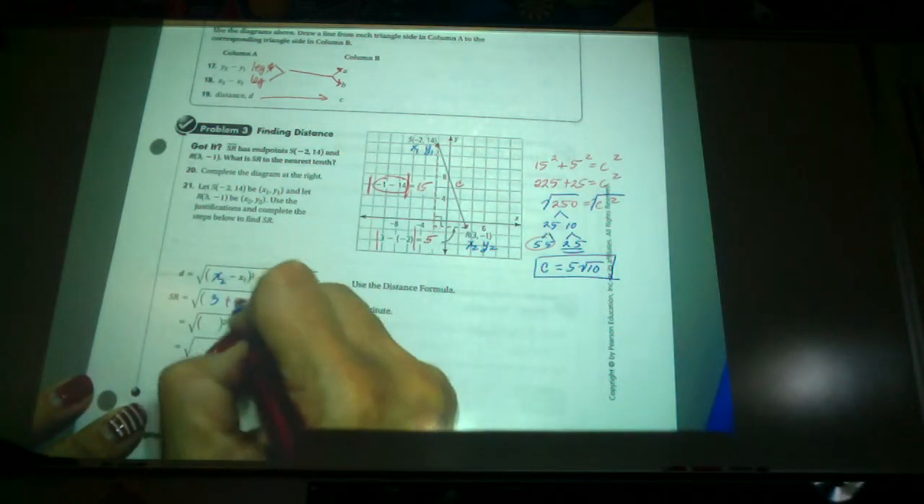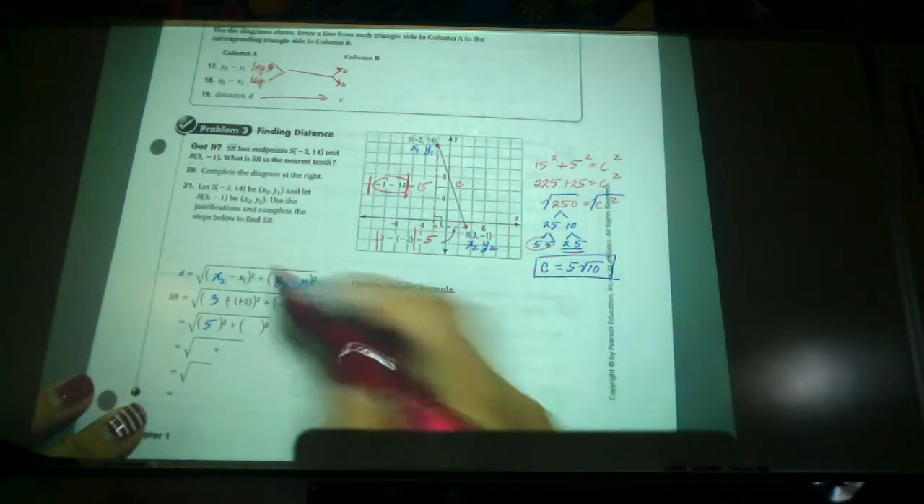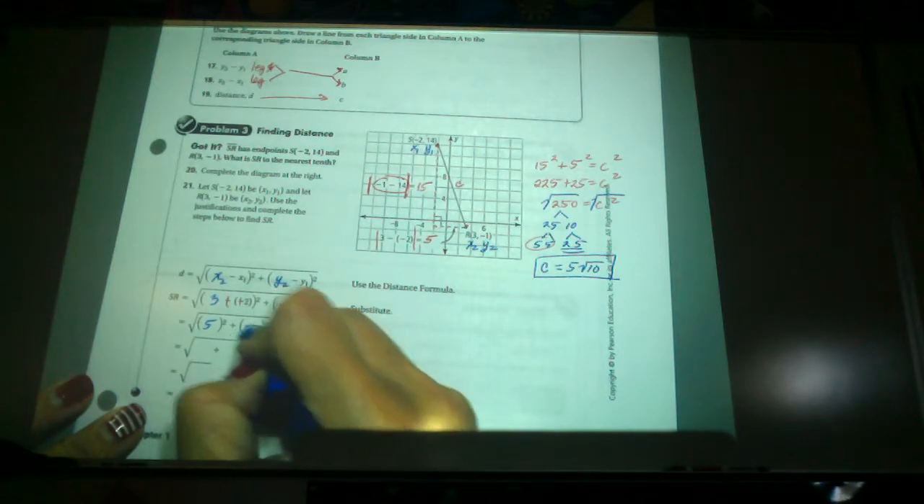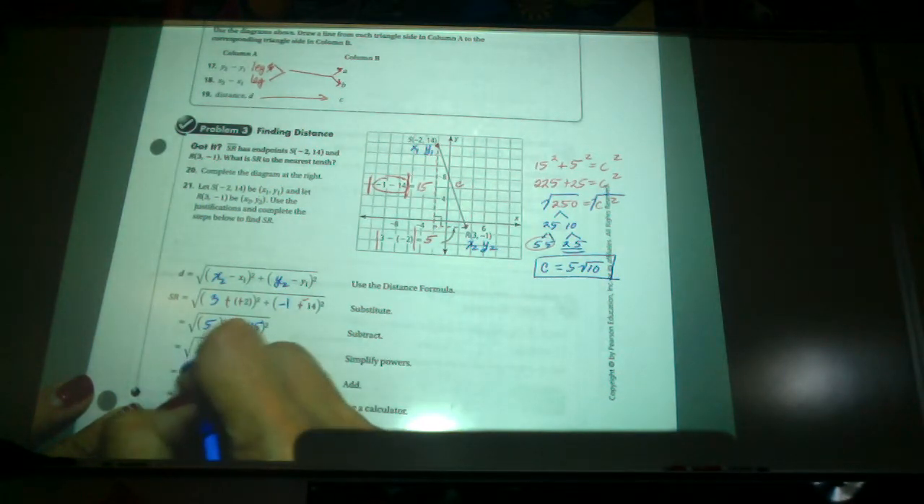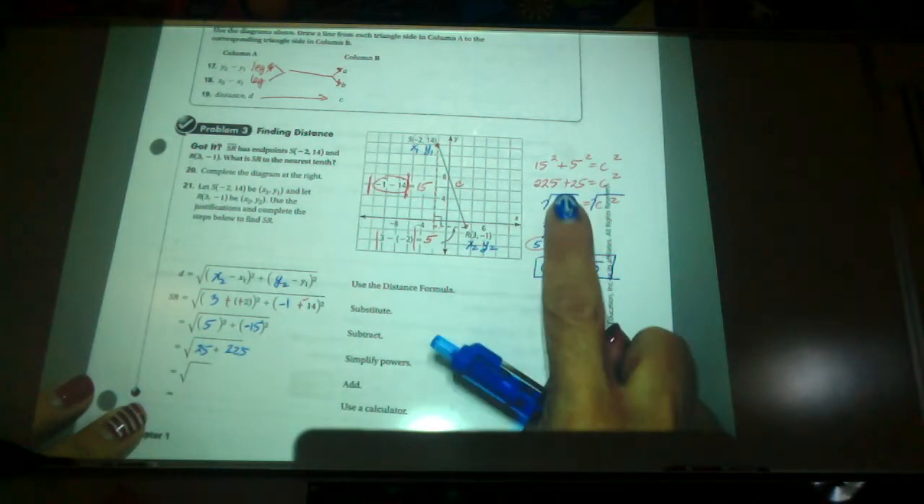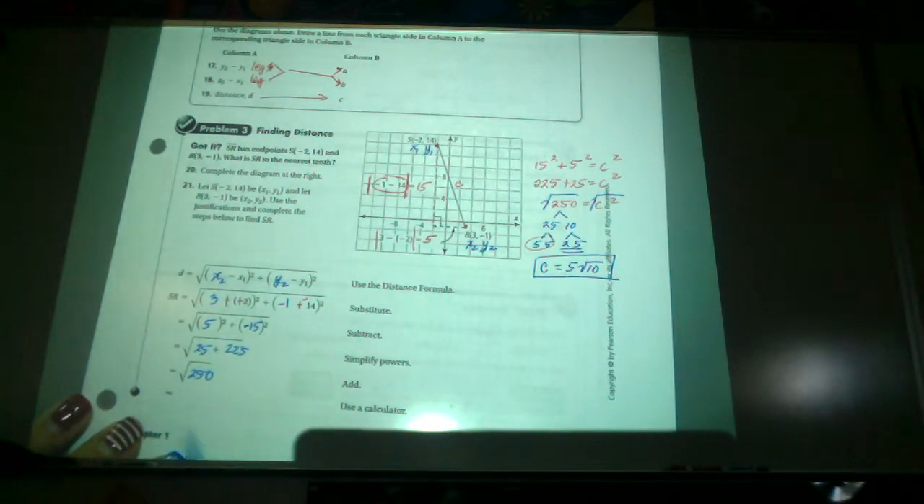So I get 3 plus a positive 2, which gives us 5 squared. And we get negative 1 plus a negative 14, which gives us negative 15 squared. 5 squared is your 25, negative 15 squared is 225, so now we're looking like this: the square root of 250. And, well, they're giving a decimal equivalency.